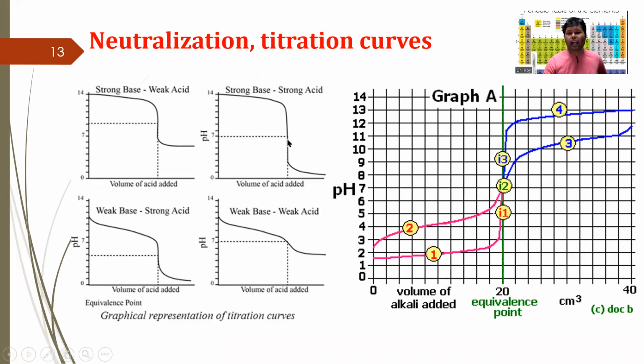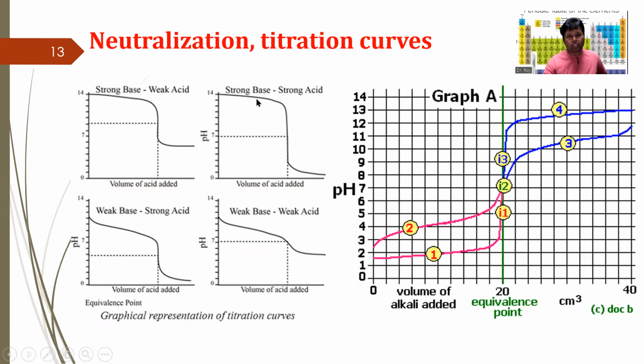Now if you add a few more drops or a little excess H plus, in that case the concentration of H plus will increase and the value of pH will decrease rapidly. So in that case we will have the value of pH changing this way. So when we titrate a strong base with a strong acid, then the titration curve looks like this.